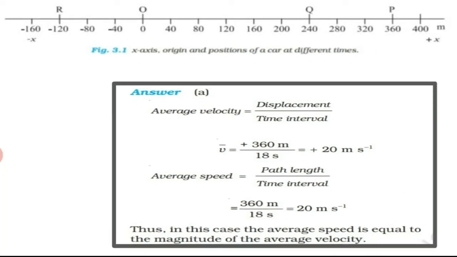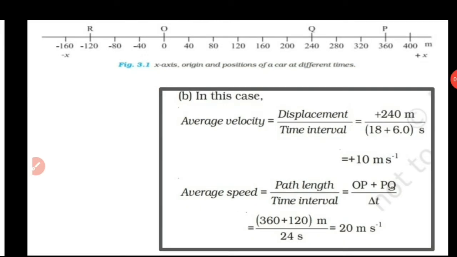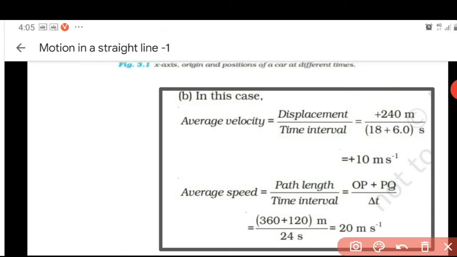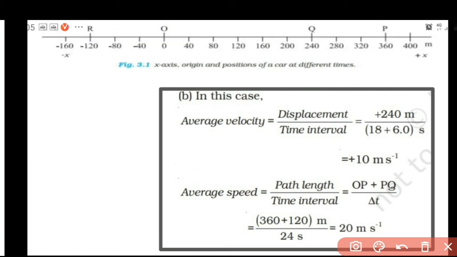So this is an example of the case where the average velocity has the same magnitude as that of average speed. Okay. So for the second motion, it is from O to P then back to Q. So the body starts from O, then it goes to P, then it comes back to Q. Okay, so for the motion OQ, let's first find average velocity, that is displacement by time.